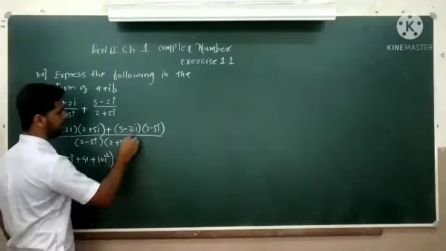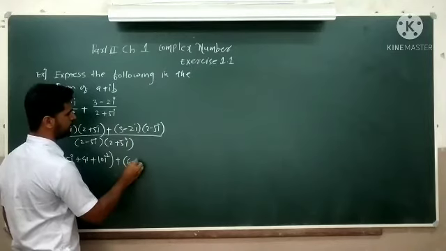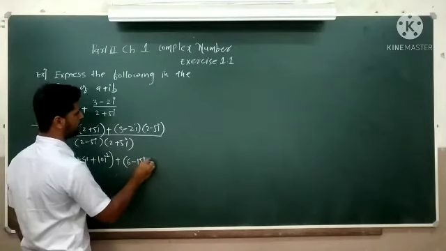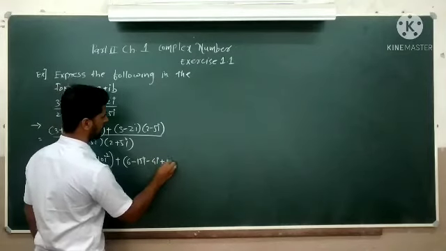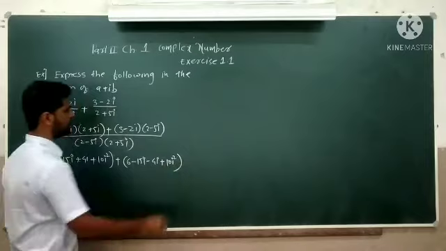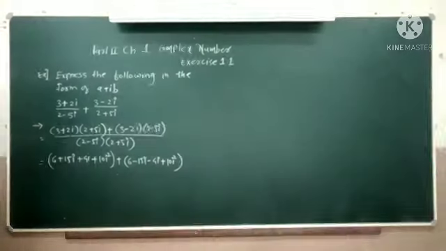Plus, similarly multiply these two: 3 into 2 is 6, 3 into 5i is minus 15i, minus 2i into 2 is minus 4i, and minus 2i into minus 5i is plus 10i square. So this is how we have multiplied the numerators' brackets.